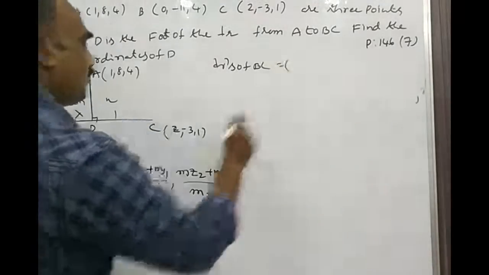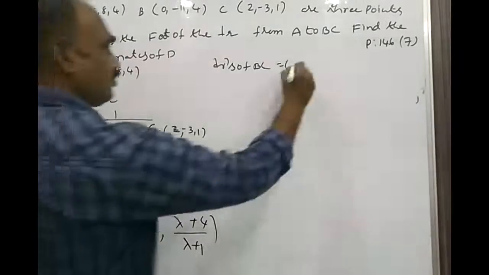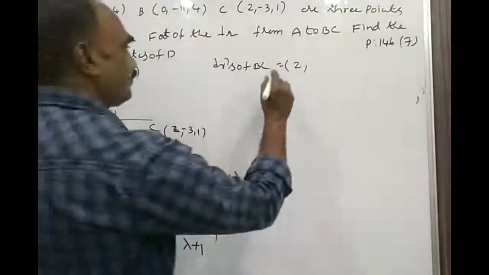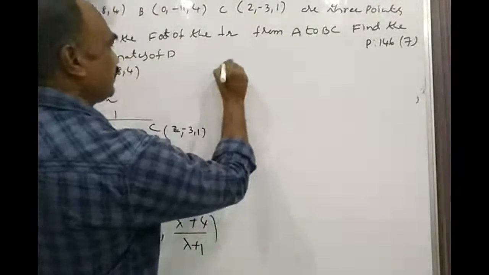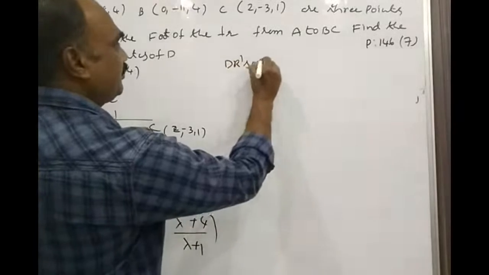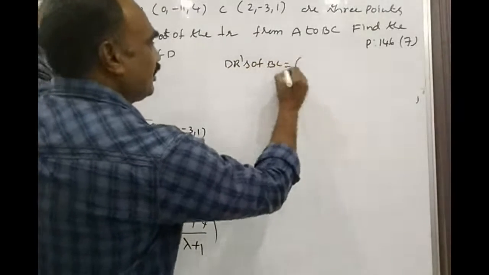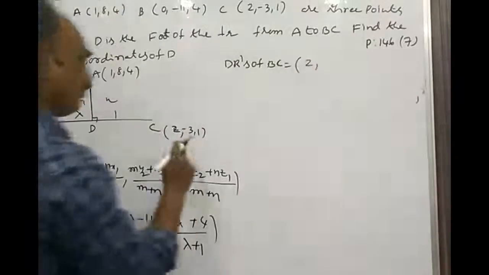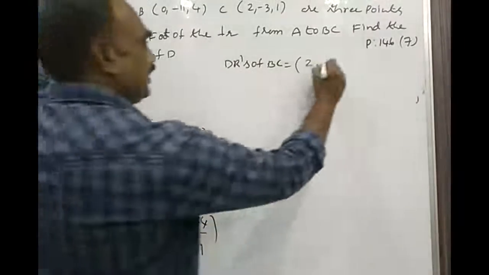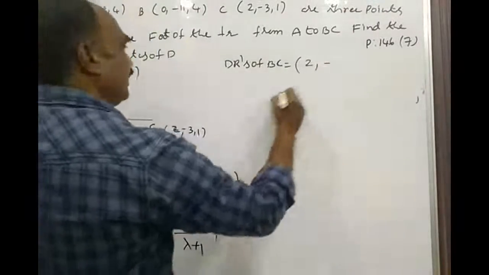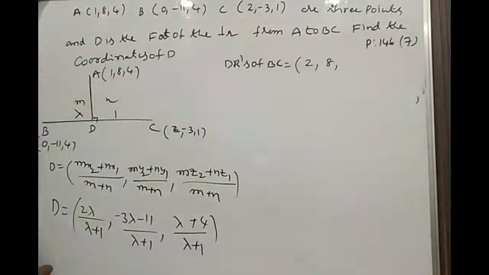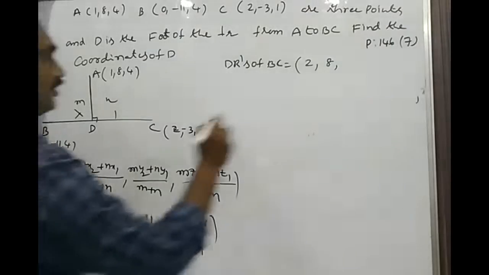Direction ratios of BC, using x2 minus x1, y2 minus y1, z2 minus z1: 2 minus 0 is 2, minus 3 plus 11 is 8, and 1 minus 4 is minus 3.